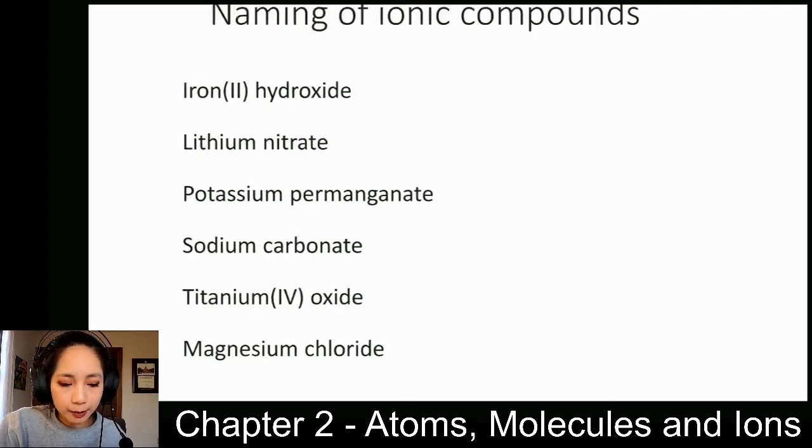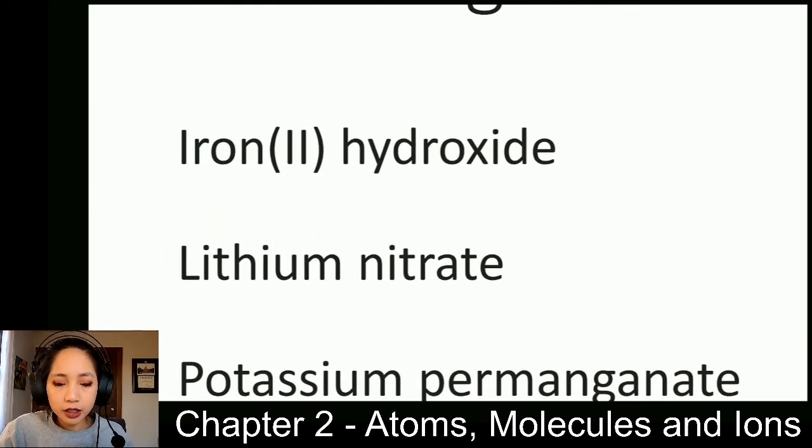So in this first example, we have iron(II) hydroxide. So we want to turn this into a formula. So my first step here is to identify, okay, what's the charge of the cation? What's the charge of the anion? I like the Stock system because it straight up just tells you the charge.